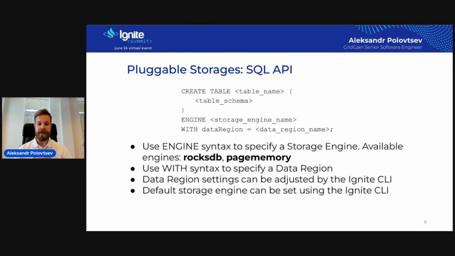Finally, let's have a look at the new API that is introduced in Apache Ignite 3. You can specify a storage engine when creating a table through the SQL API by using the engine keyword. Currently, there are two storage engines. One is LSM-based called RocksDB, and the other one is the B+ tree based storage engine from Ignite 2, which is called page memory. Storage engine configuration is expressed through the data region concept, which can be adjusted by the Ignite CLI tool. There's also a notion of the default storage engine, which can be set by the Ignite CLI tool. By the way, if you're not familiar with Ignite CLI, please don't worry, because my colleague will be talking about it in a moment.